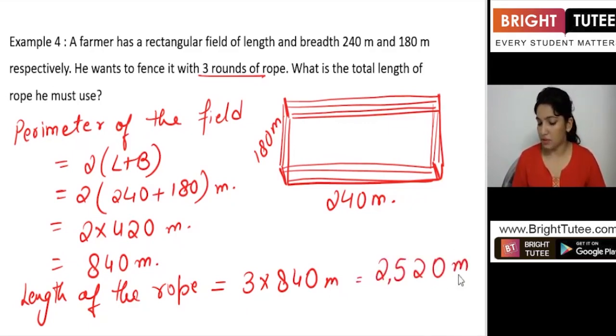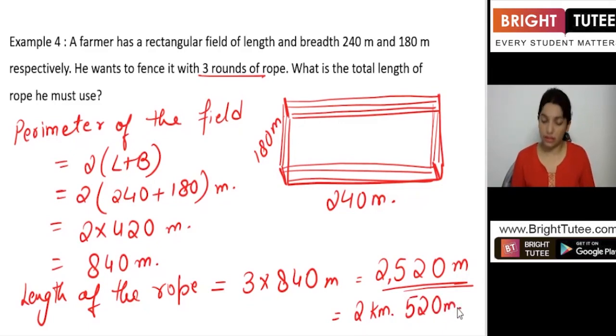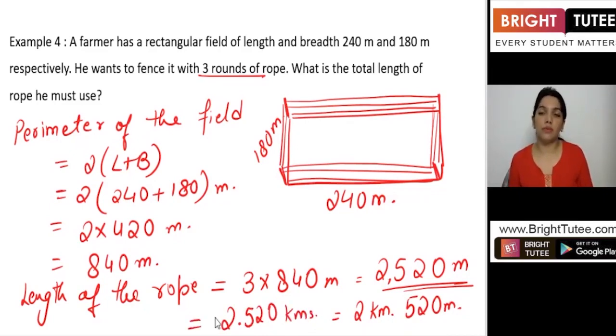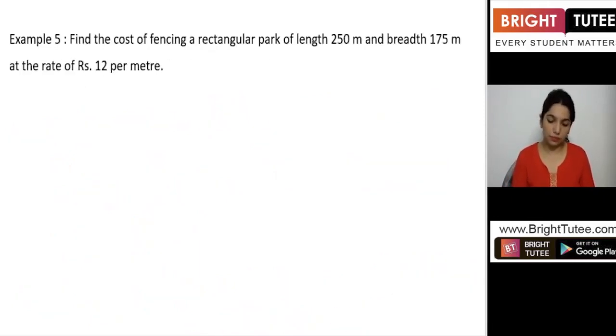2520 meters. Okay, so let us convert this into kilometers. It is also another way to write down the answer. So it is 2 kilometers 520 meters, or we can write this also as 2.520 kilometers. Okay, either way you can write down these answers. So instead of equals, let me just write or. So these are the different ways to write the same answer.